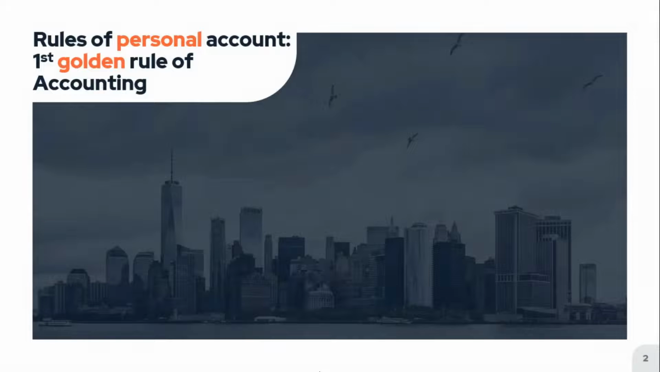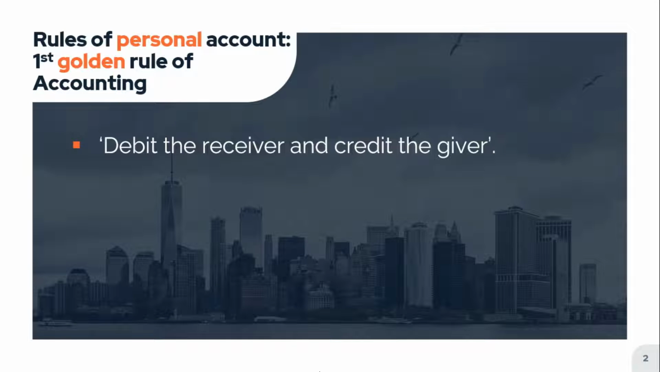The first rule is associated with the personal account. It is debit the receiver and credit the giver. So, whenever you're receiving something, you will debit the account, and whenever you're giving something, you will credit the account. Let's understand this with an example.